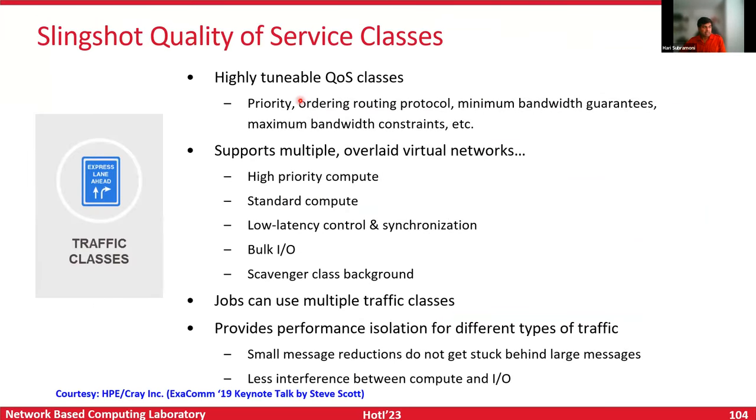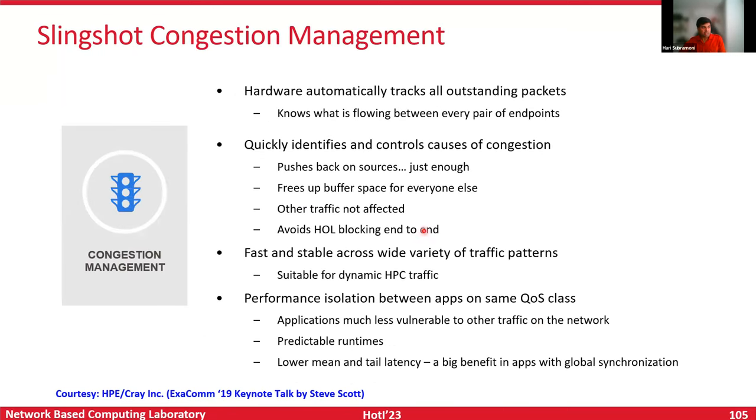And this is a high level description of the kind of quality of service classes that Slingshot offers you. So again, you have support for multiple overlaid virtual networks. Jobs can use multiple traffic classes and thus provide you isolation for different classes. And the congestion management in InfiniBand is tracked by the hardware automatically.